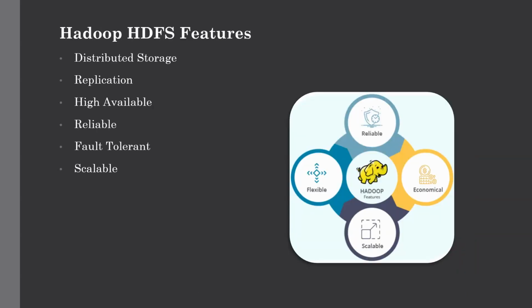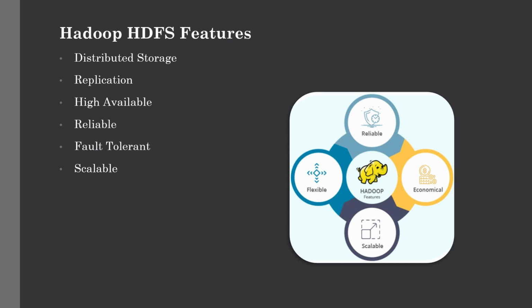Now let's talk about some features of HDFS. The first one is distributed storage. As we already discussed, HDFS stores the data in a distributed manner. It divides a data file into smaller chunks and stores them on different data nodes. In this manner, HDFS provides a way for MapReduce to process a subset of a large dataset, broken down into smaller chunks known as blocks, in parallel on several data nodes.